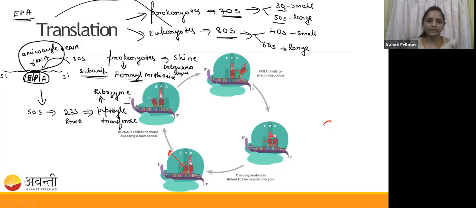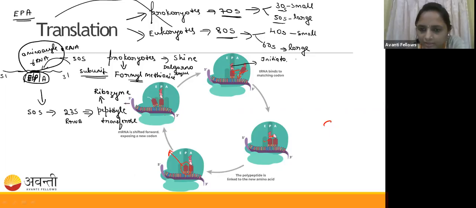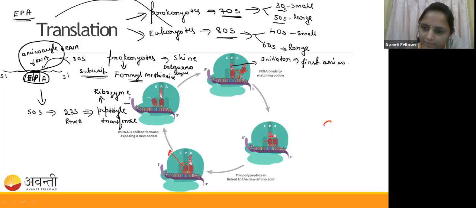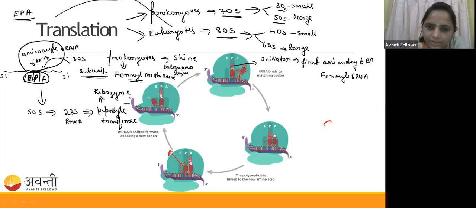Okay, guys, now the elongation will start. See here in this diagram. As I told you, the amino acid tRNA is already bound here. This is called the initiator tRNA. Initiator means the first aminoacyl tRNA, or you can also call it the formyl tRNA. This is present on the P site now.